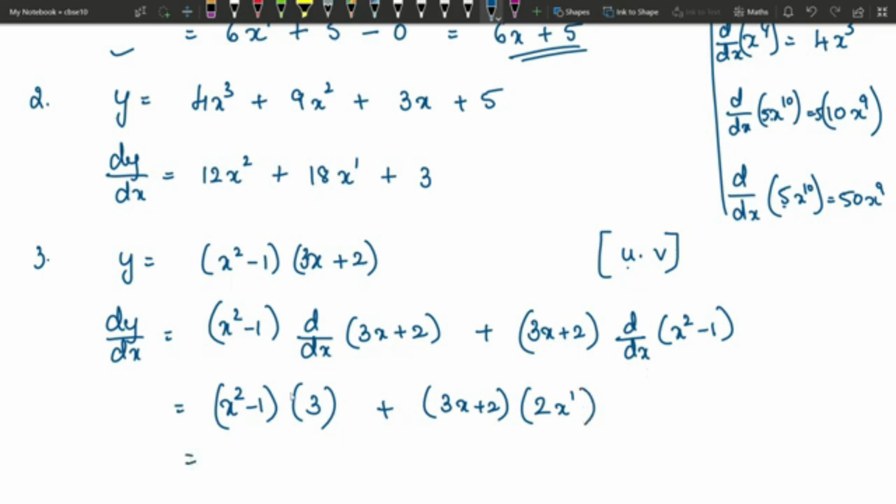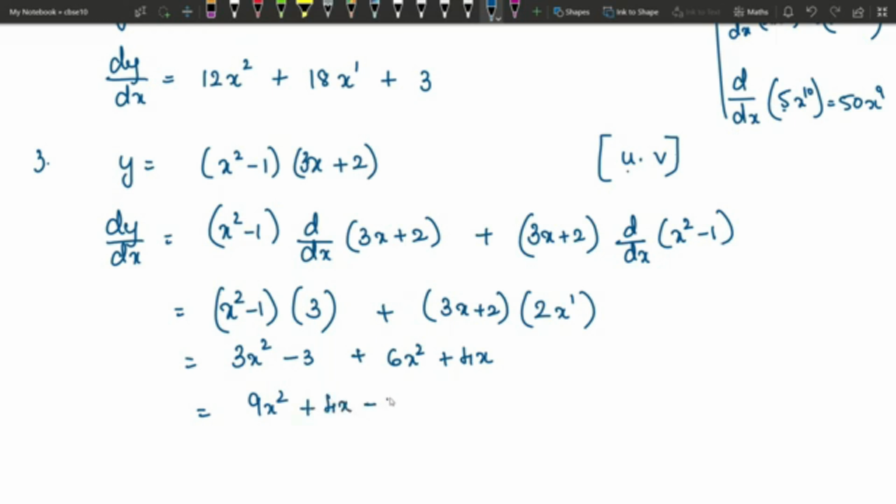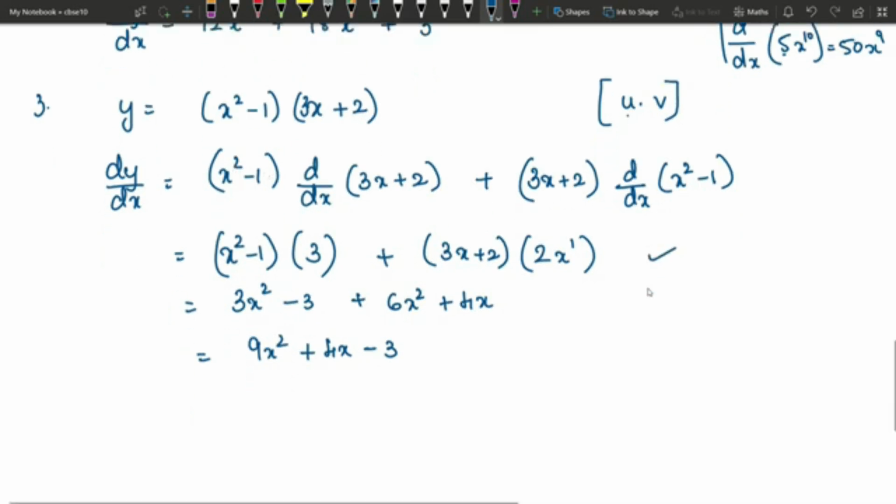Now you can multiply this and simplify to get your final answer. So you get 3x square minus 3 plus 2x into 3x is 6x square plus 4x. So your answer is 9x square plus 4x minus 3. So this is the product rule. Now again we will write the next question. We will solve our next question without writing this second step. Directly we will write this step.